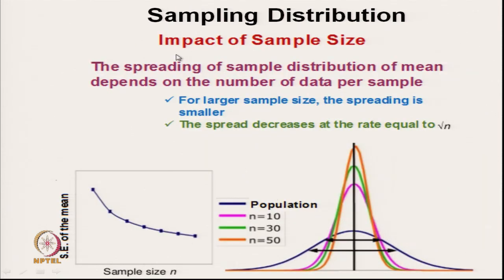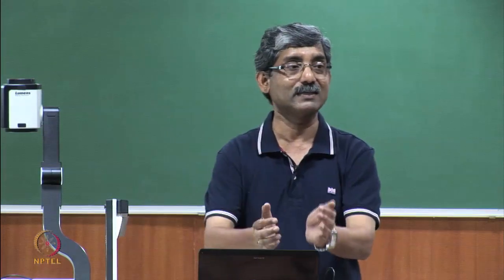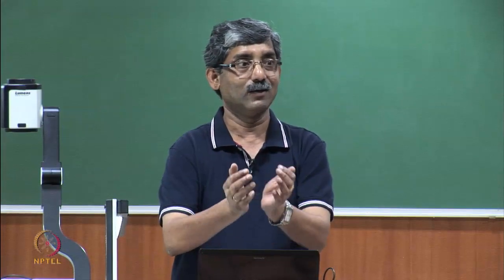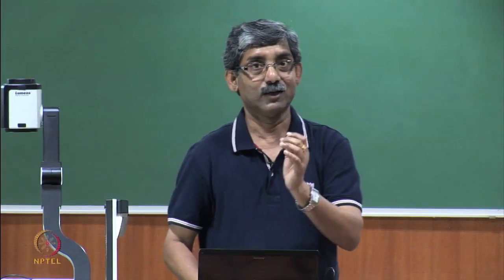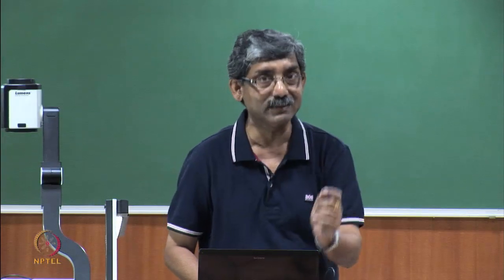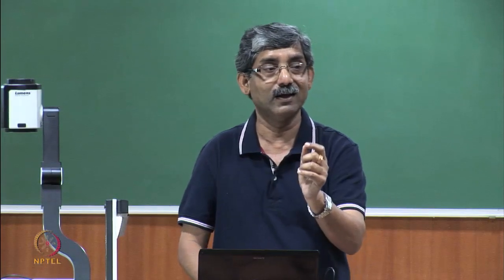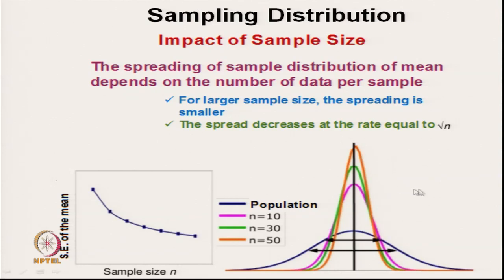Now, the impact of sample size. If we change the numbers, as we have discussed, say 10 or 20 samples, where n is 20, that is 20 data per sample, and keep on changing the number of samples, our sampling distribution curve will get affected and will change. The spreading of the sampling distribution of the mean depends on the number of data per sample.